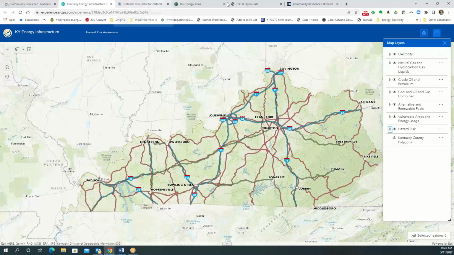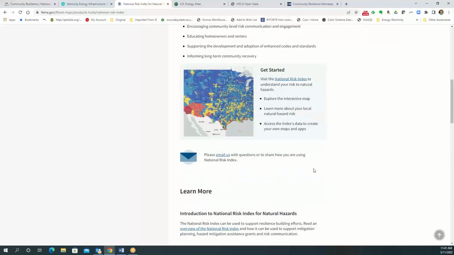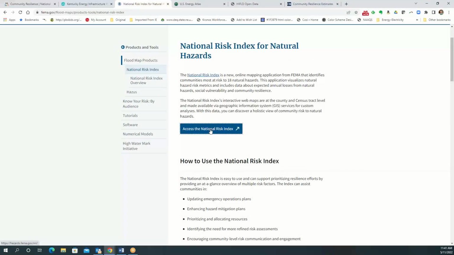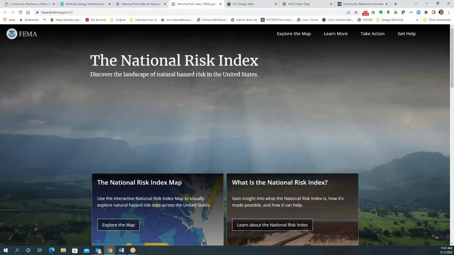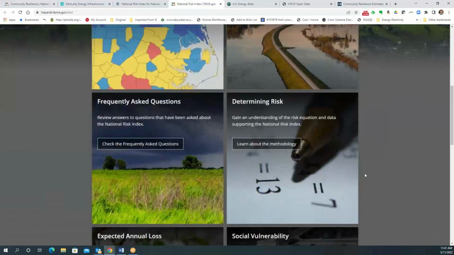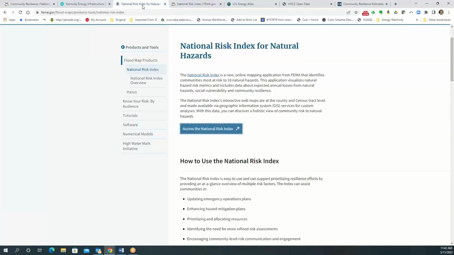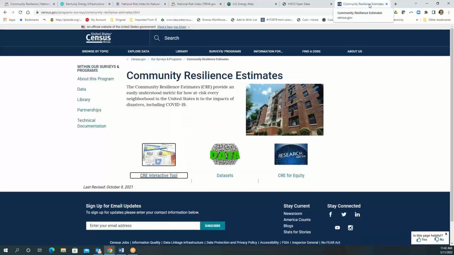In terms of data, here's where you can go to find the National Risk Index for Natural Hazards. You can access the National Risk Index. If you don't have GIS experience in your staff, they have a nice interactive map. It also gives you information about social vulnerability as well as community resilience. And what else do we have today?